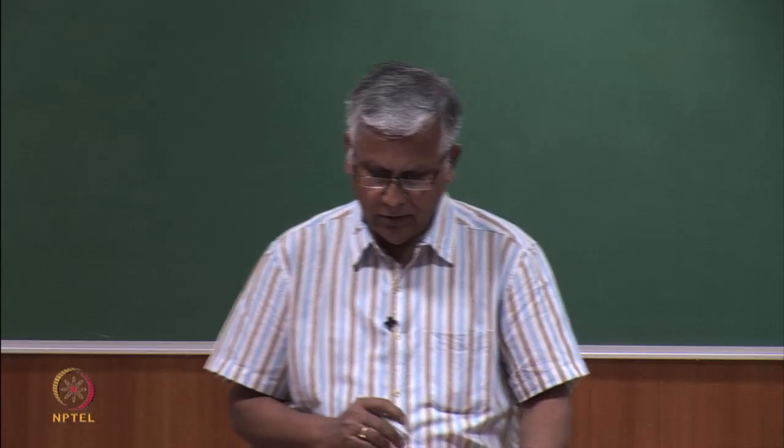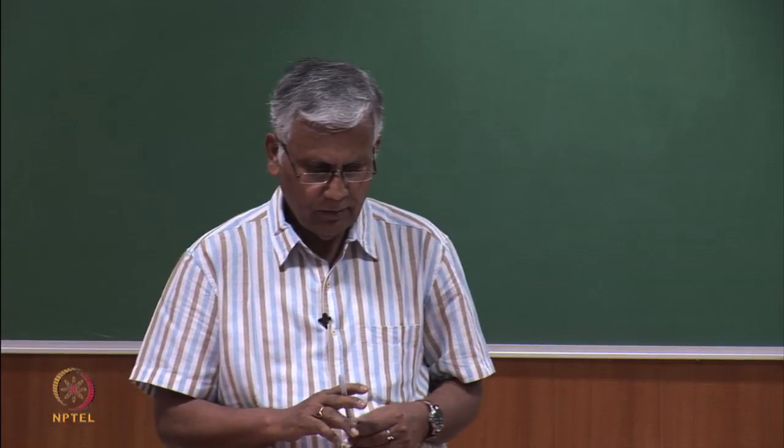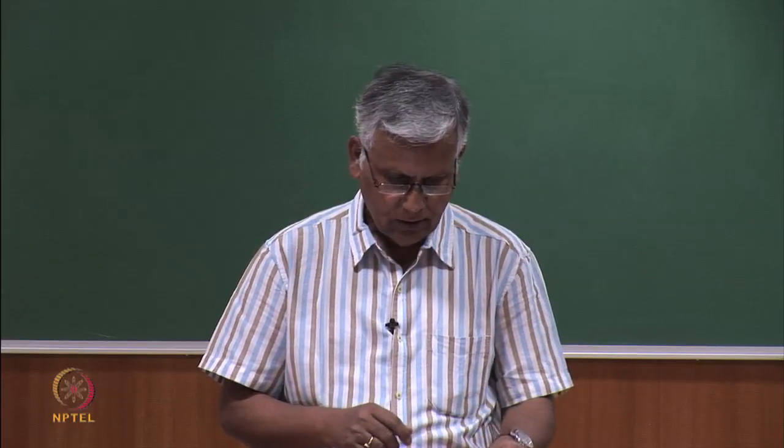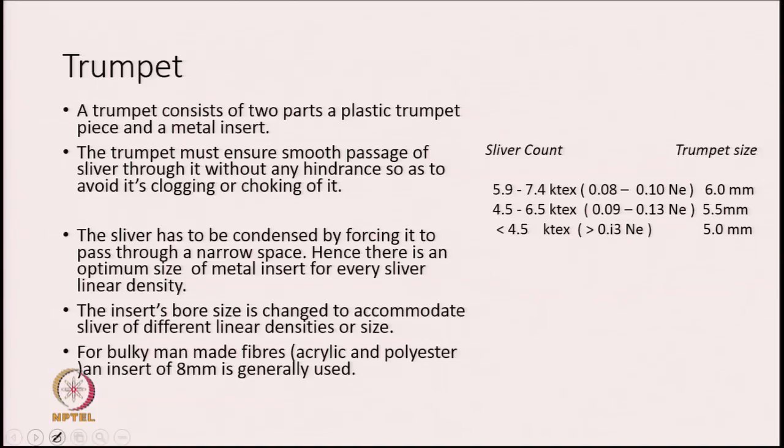We will come now to the other important small part of the machine called the trumpet. The trumpet consists of two parts, a plastic trumpet piece and a metal insert. In some machines both could be made of metal sheets.